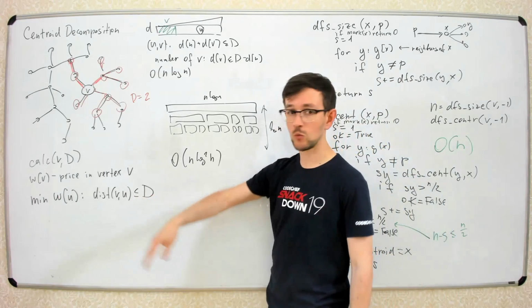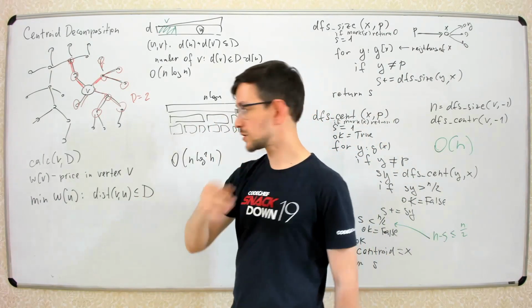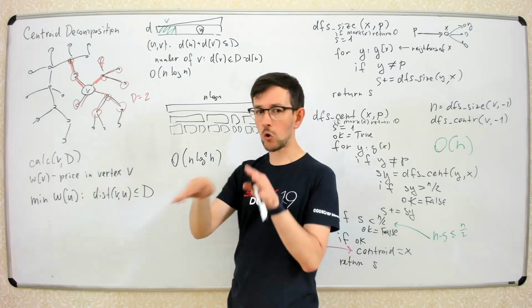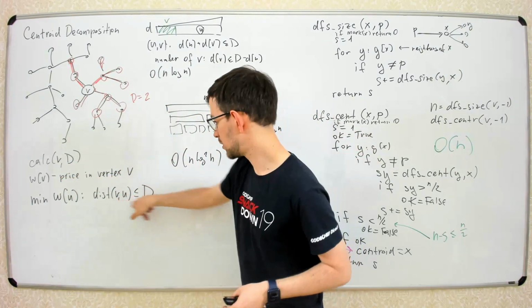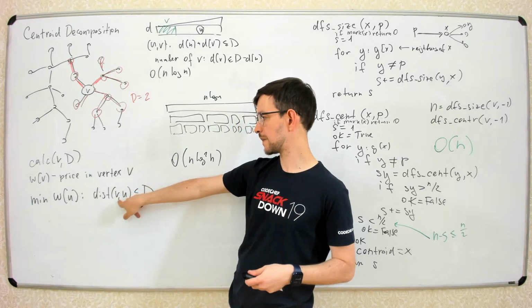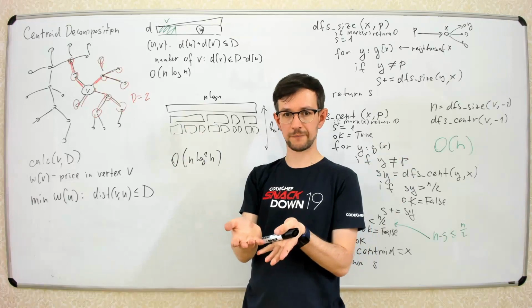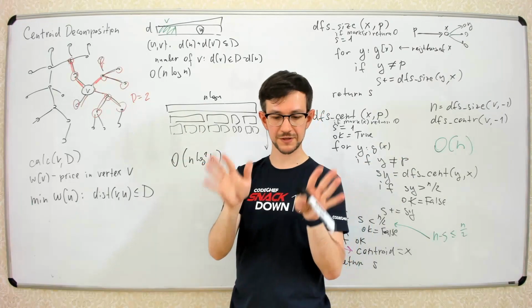Again, in this problem, we have requests like this. You're given some node and some distance. You want to find all the nodes within this distance from this node V and calculate, for example, the minimal price in this area. Is it clear?